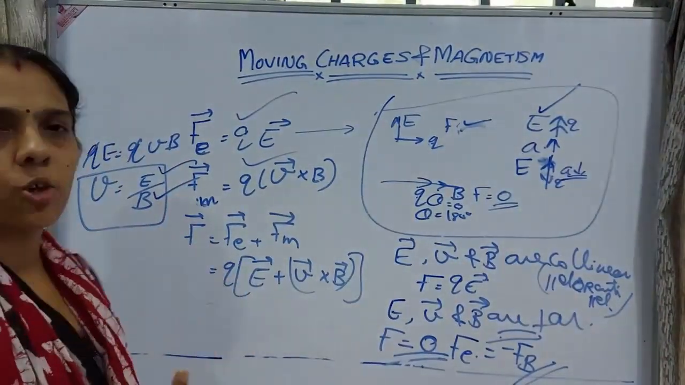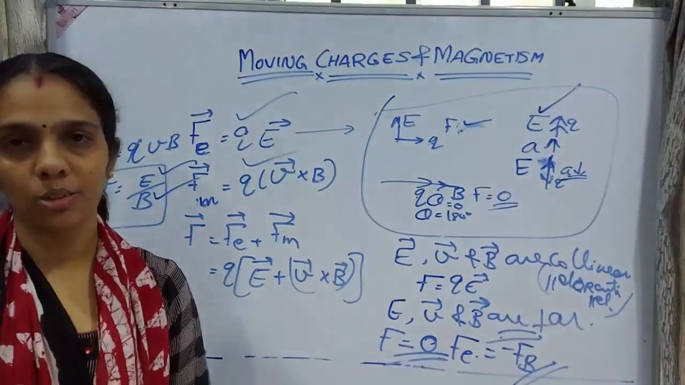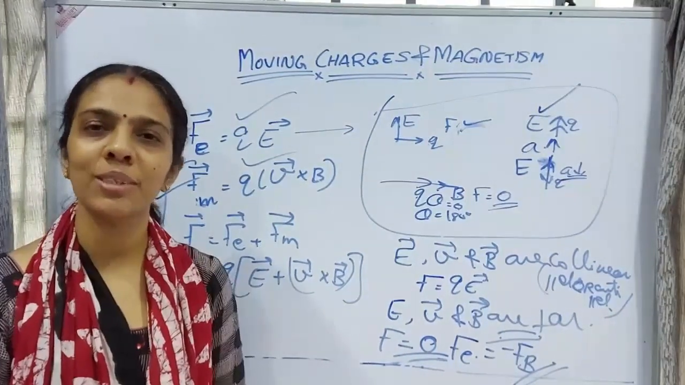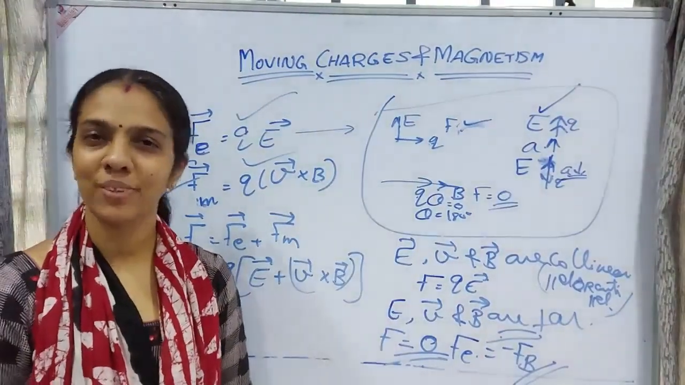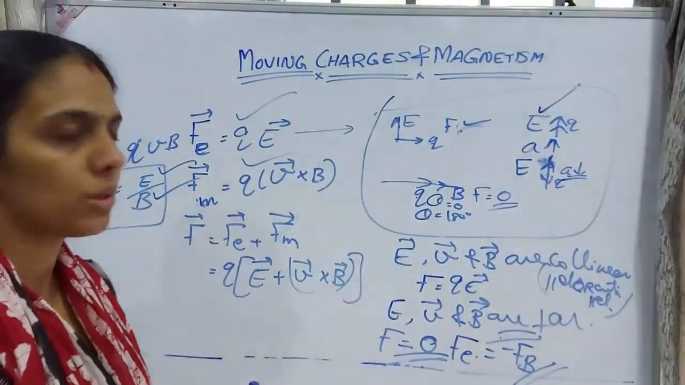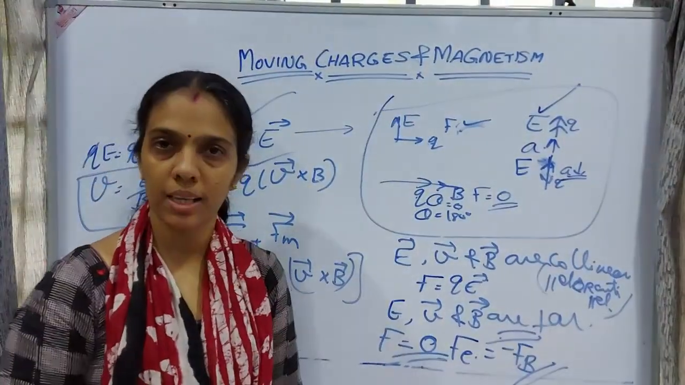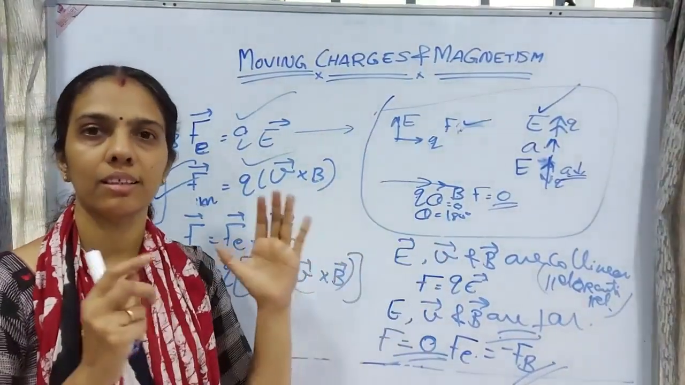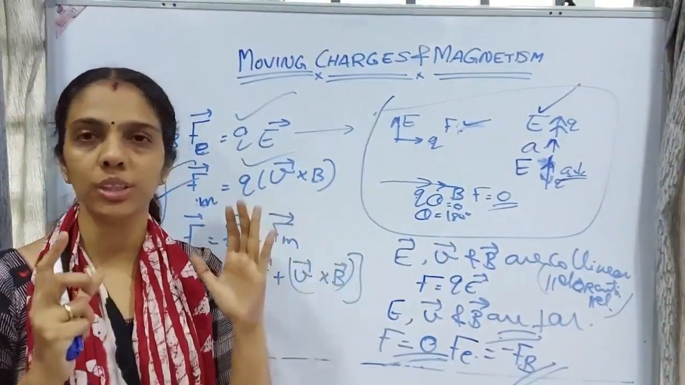Usually after this topic we would take the cyclotron, but for your syllabus this year we don't have the cyclotron, so I am avoiding that. In this chapter, mainly direct questions, 1 mark or 2 mark questions, can be asked. Only these are the main theory portions which you should keep in mind.